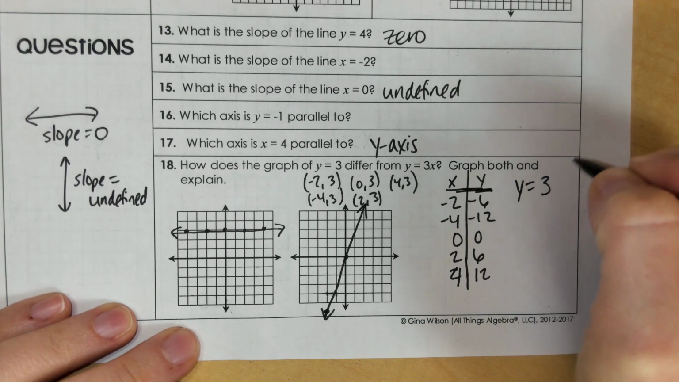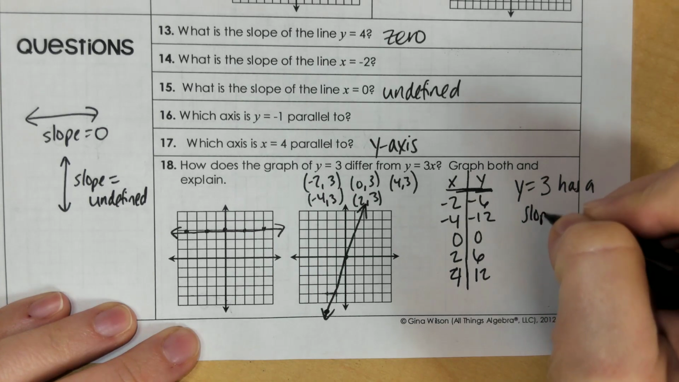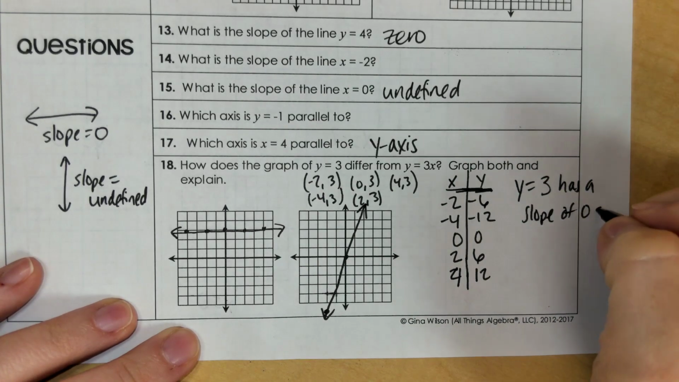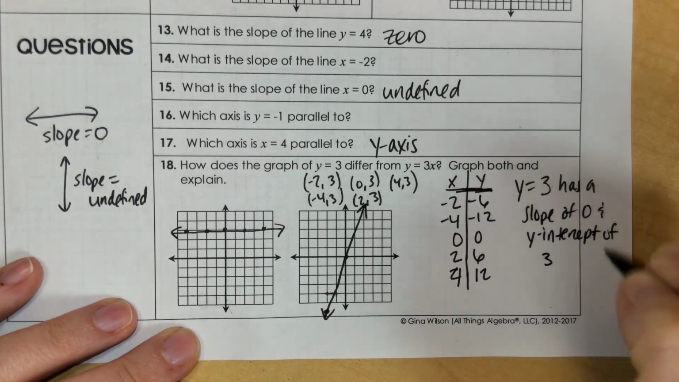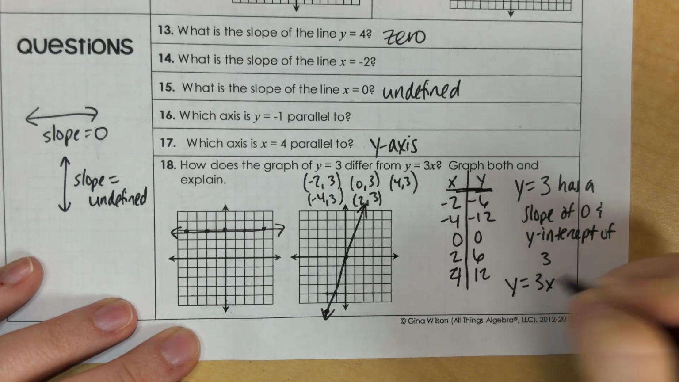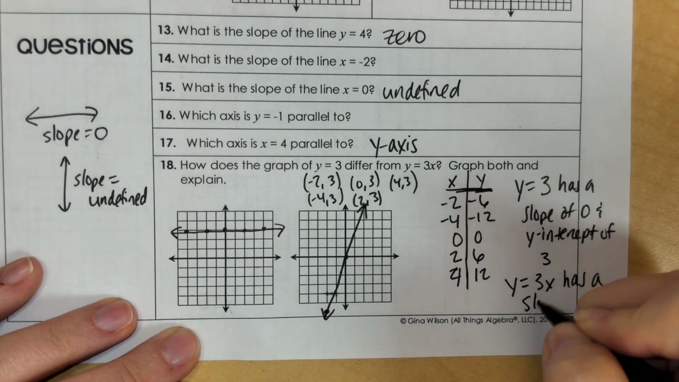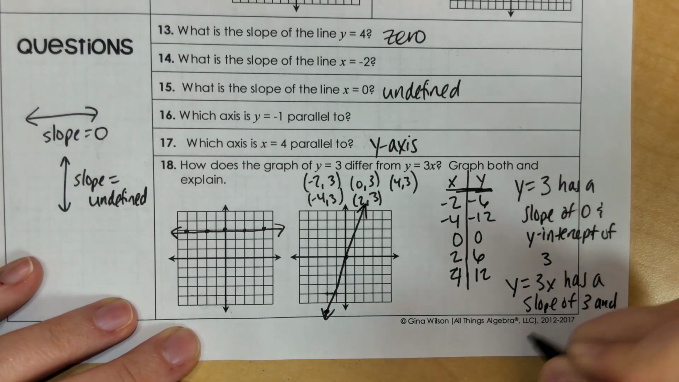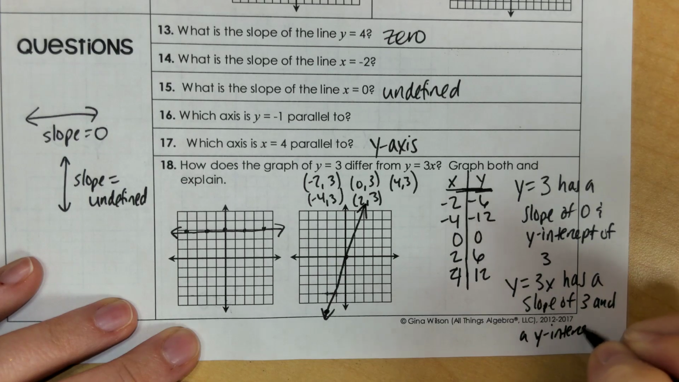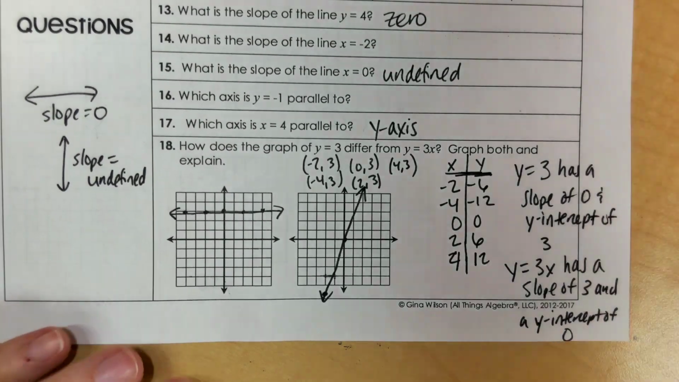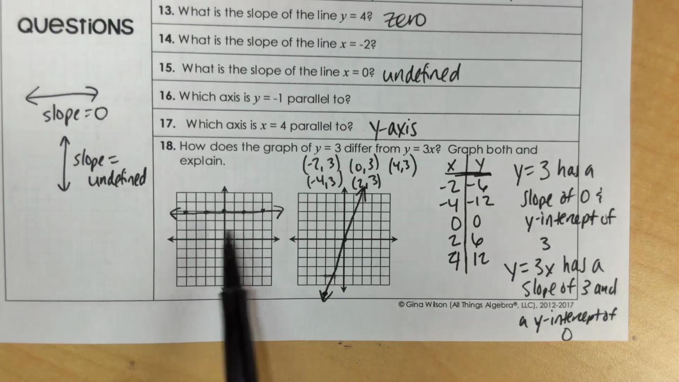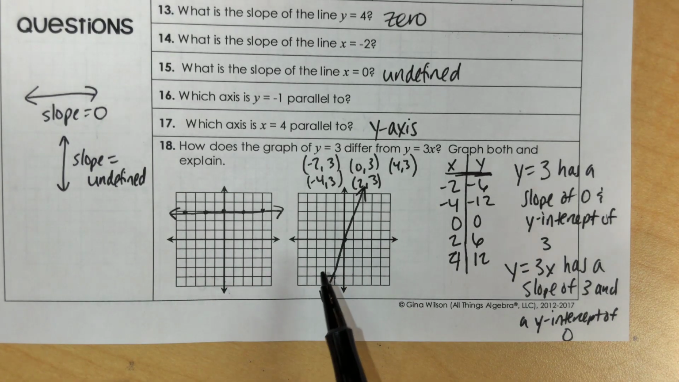And so what we'll notice here is that y equals 3 has a slope of 0 and a y-intercept of 3. And then y equals 3x has a slope of 3 and a y-intercept of 0. So opposite slope and y-intercept on these two graphs. One has a slope of 0 and a y-intercept of 3. The other has a slope of 3 and a y-intercept of 0. So just opposites in those things, and they look clearly very different.